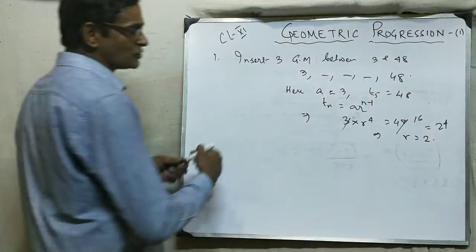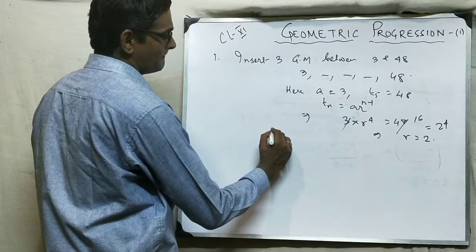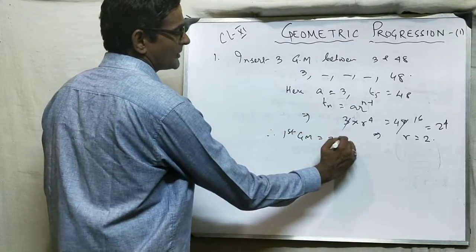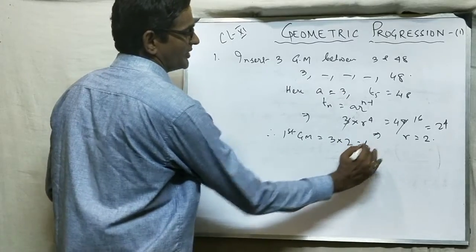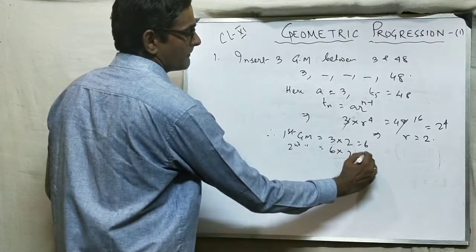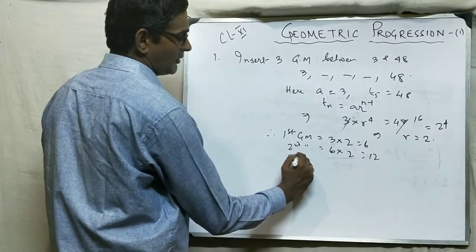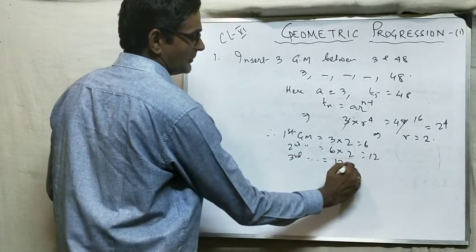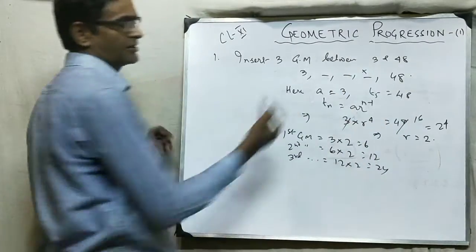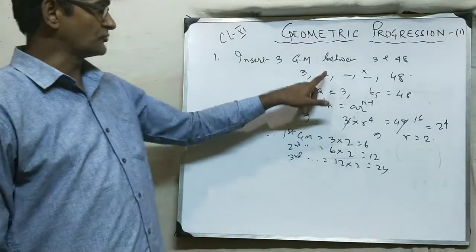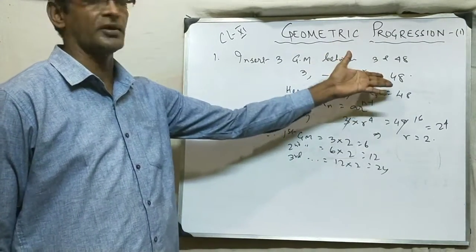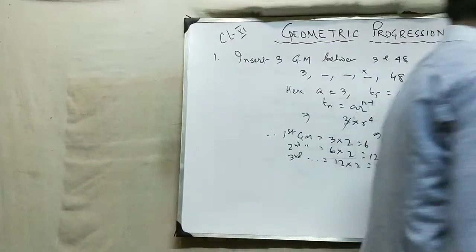Now if R is 2, what will be the first GM, the geometric mean? 3 into 2 is 6. The second one will be 6 into 2, 12. And the third one will be 12 into 2, that is 24. And the next you will get 48, because 24 into 2 is 48. Okay, so this sum is done.